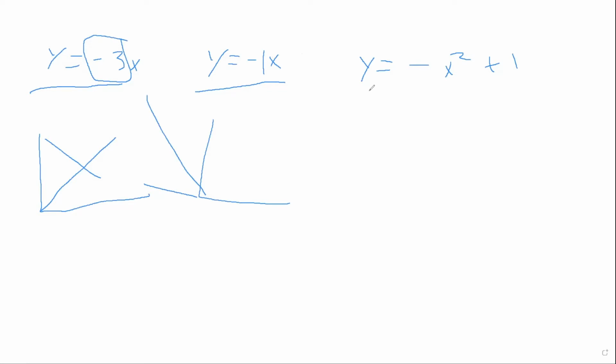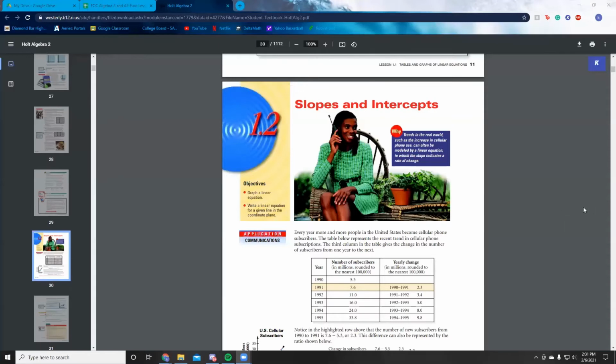When you look at the last one, this one is not a linear equation because there's a square right here, right? If there's a square, then it's a parabola, not a linear equation. So this one would not be a linear equation. Okay, so that is all you need to know for the first section, which was the equation of a linear equation. That's the most important thing.